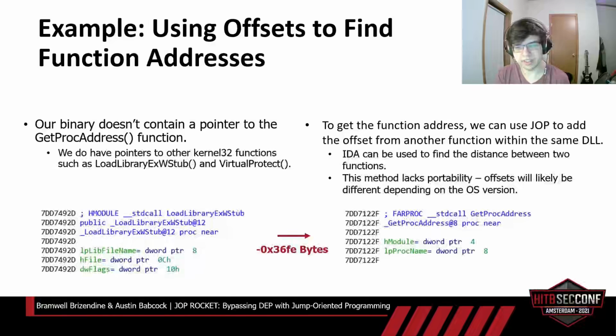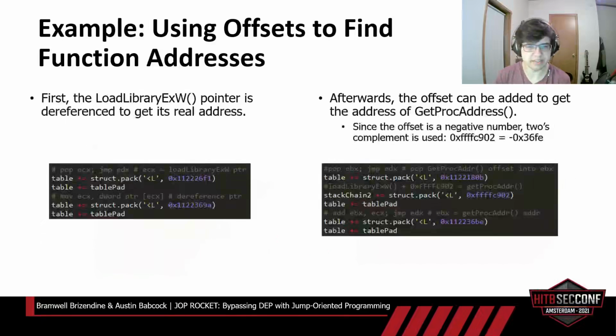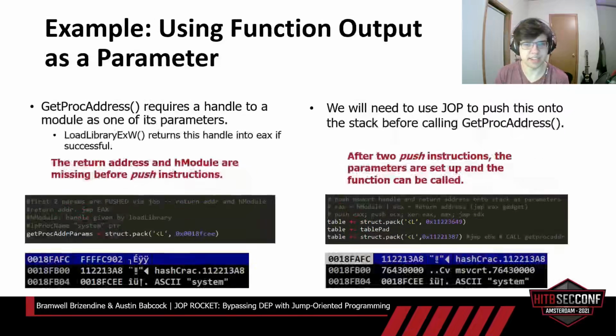If we are doing this method, it does lack portability because depending on the release of what OS we're using, we're going to have a different version of the DLL and those offsets are going to be different. However, once we get that offset, we can dereference the function pointer of the one that we have and then add that offset to get the address of the next function. We're going to use that in our exploit here.